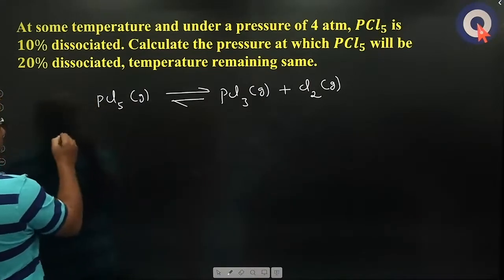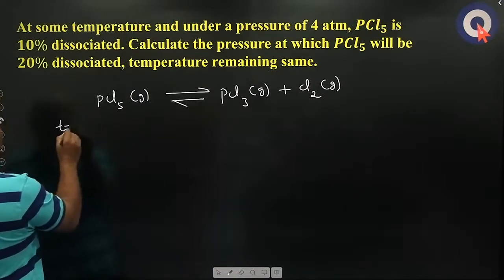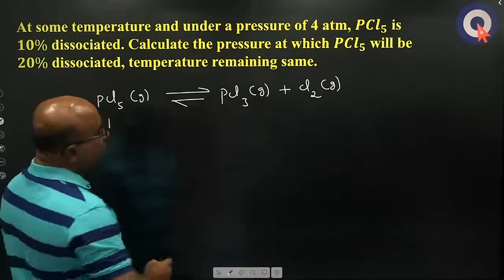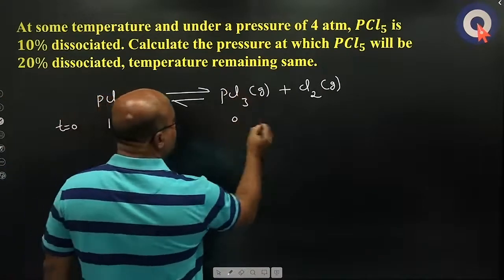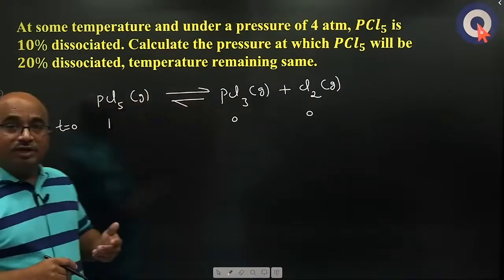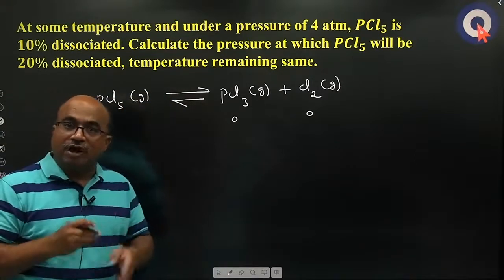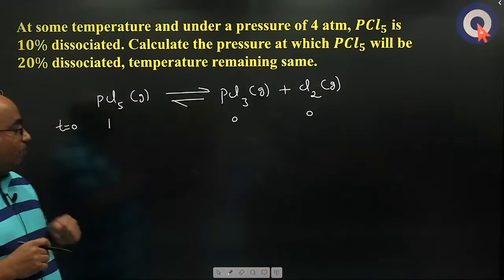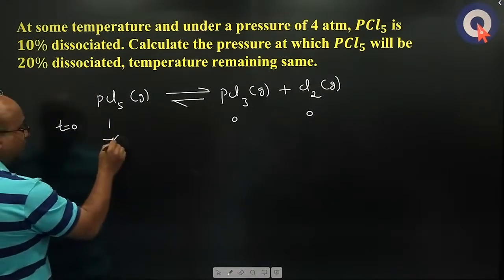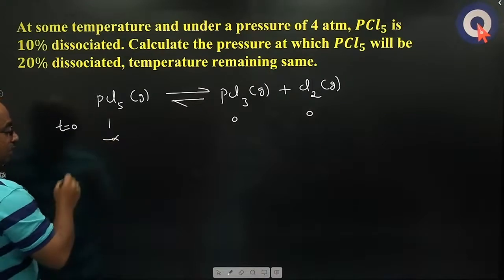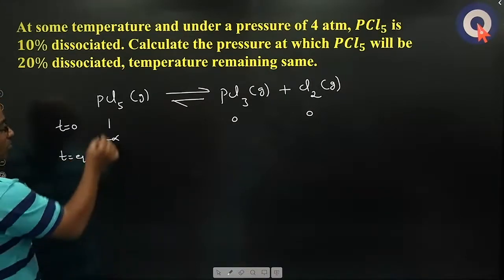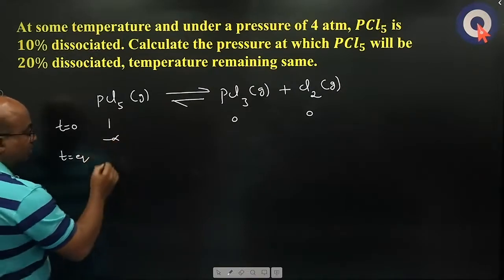You can even try this way. Initially we have taken P equal to 0 for products, so this is 1, and PCl3 and Cl2 will be 0. Generally we express the degree of dissociation as alpha. If alpha is the degree of dissociation, then alpha is reacting here. So when equilibrium is attained, how much PCl5 might be left? 1 minus alpha.